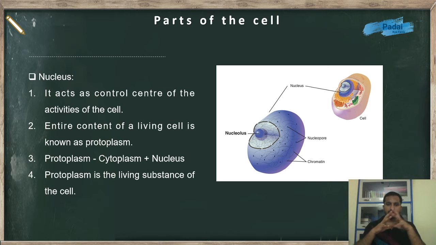And the nucleus acts as the control center of the cell. The reason is that the nucleus carries the genes, which are responsible for inheritance, right? We have the traits of our parents, right? So it basically controls the activities of the cell. It plays a very important role.